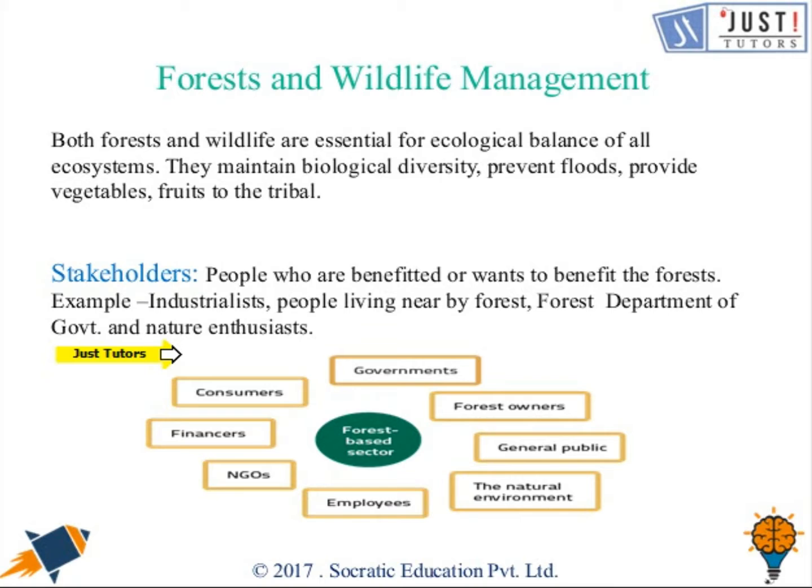They are the person or the company that has invested in business and owns a part of it, or someone who has an interest in the success of a system or an organization. The four stakeholders of forest are the people who live in or around the forest, the forest department, the industrialist, and the wildlife and nature enthusiast.